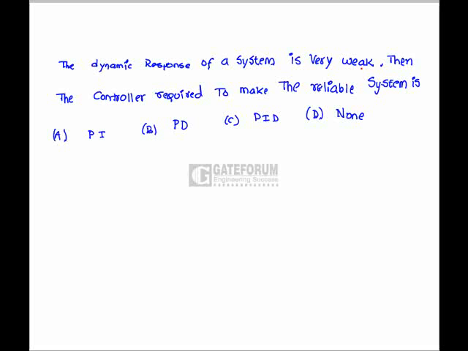The question is, the dynamic response of a system is very weak, then the controller required to make the system reliable is. So here, if we want to improve the speed of the system, that means we have to decrease the rise time of the system. That is done by a proportional derivative controller. In the question itself it is mentioned that we only have to improve the dynamic response. There is no concern about the stability of the system. Hence we have to use a proportional derivative controller. Option B is correct.